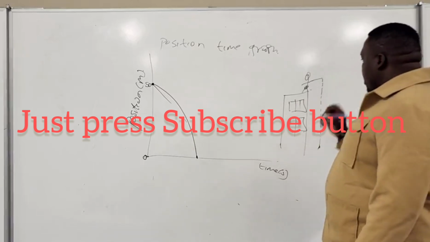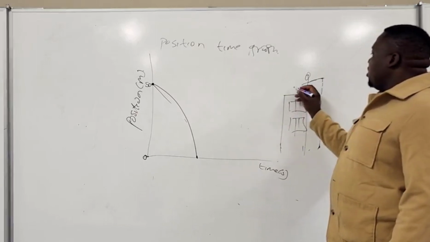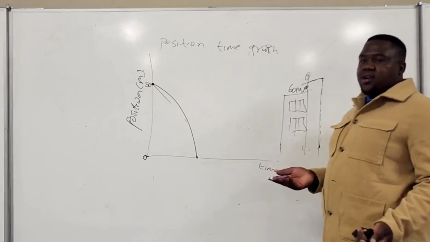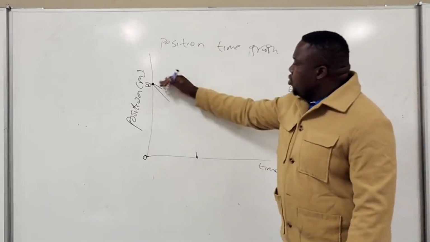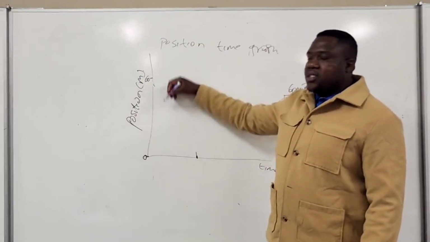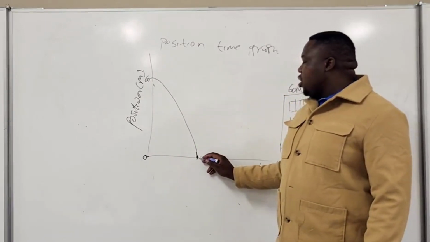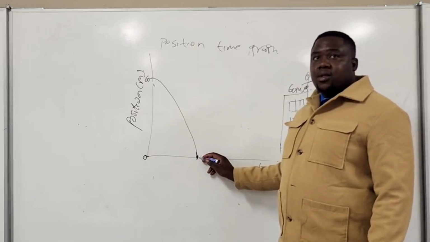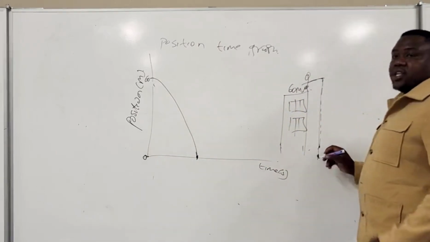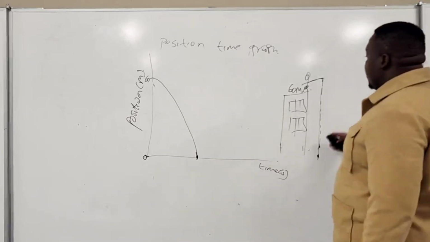So it means this building, or the position of the ball, is at 60 meters. If I want to represent a stone which was dropped down on a position time graph, what do I do? I just say this is 60 meters. Then the ball was dropped down. When it was dropped down, it got to the zero position. It went here where it is 0 meters. You understand?